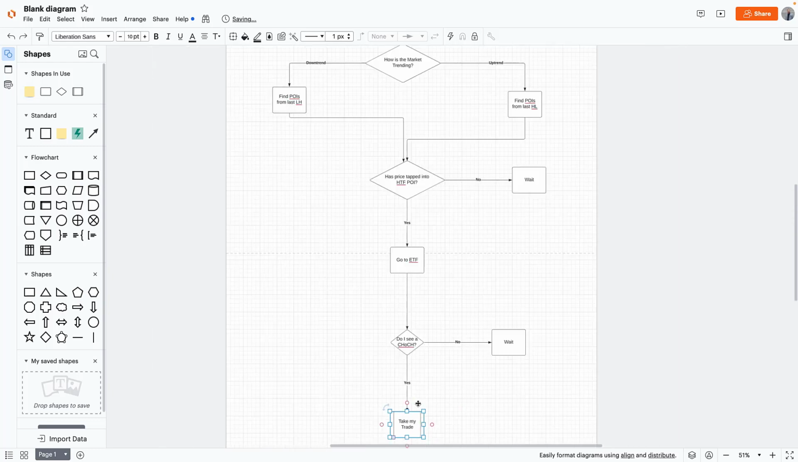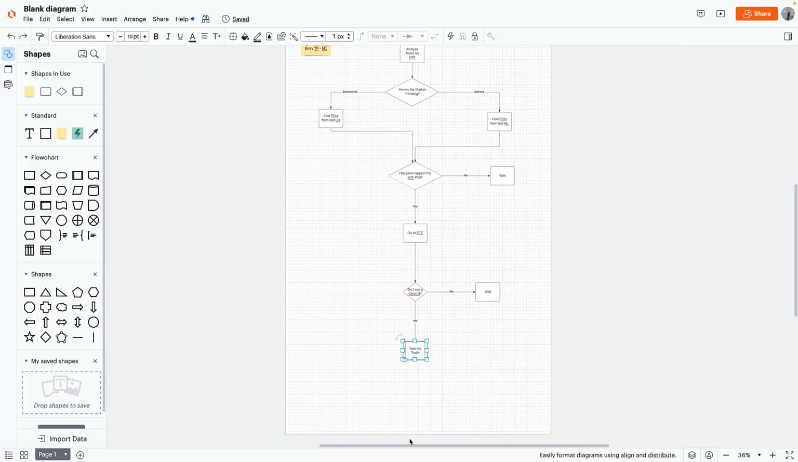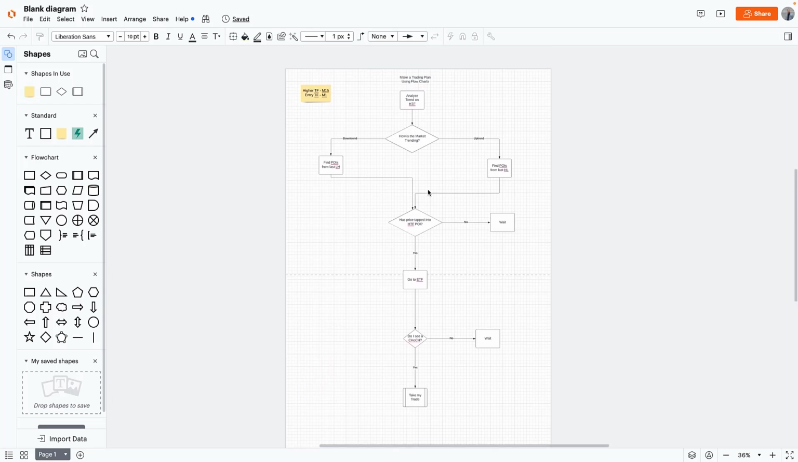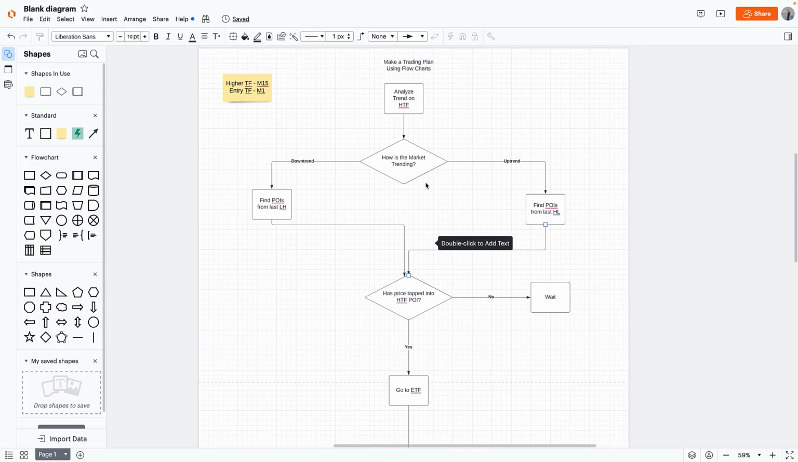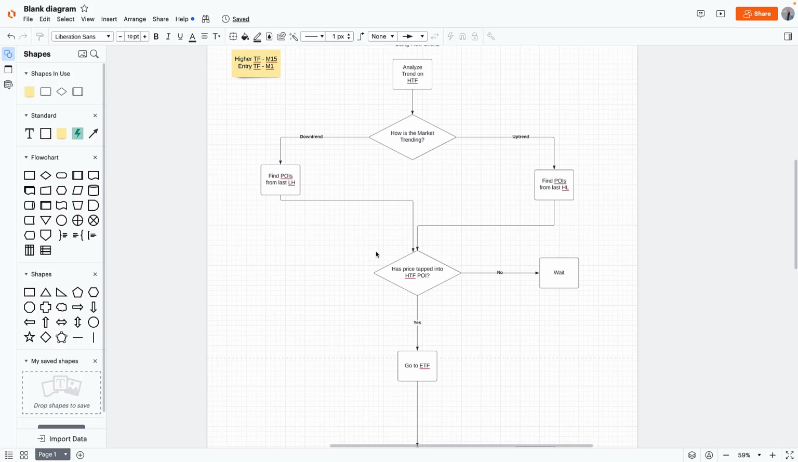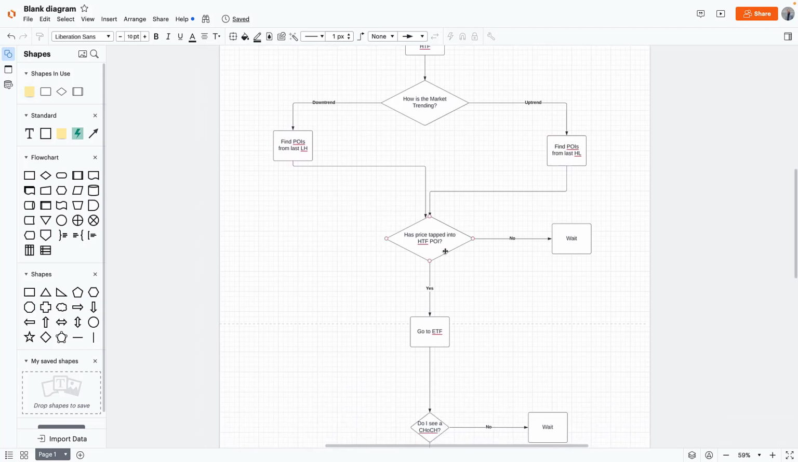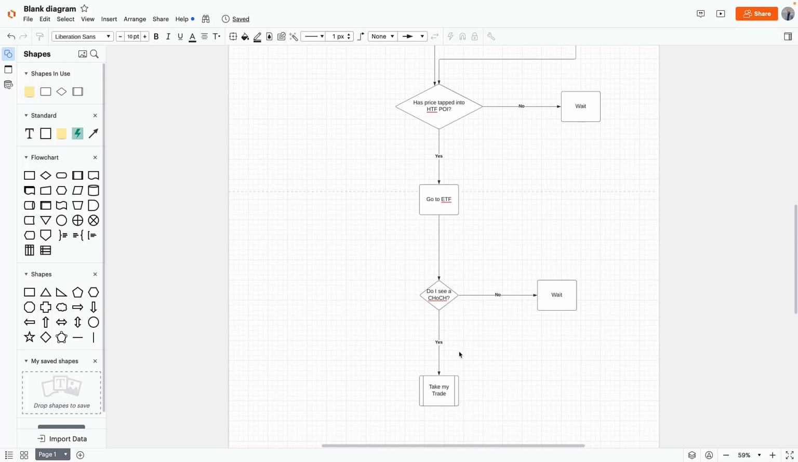All right. So what we just created is a simple trading plan. When it comes to things like risk management, you can define how you're supposed to handle risk, or you can make it a note. But I want to show you the essence of making a simple plan to think out everything. Essentially, our plan is to analyze trend on the higher time frame. How's the market trading? If it's an uptrend or a downtrend, we find the last POIs from the last lower high. If price has tapped into the higher time frame POI, then we go to the entry time frame. If not, we wait. Then we wait to see the chalk, and when we see it, we take a trade.